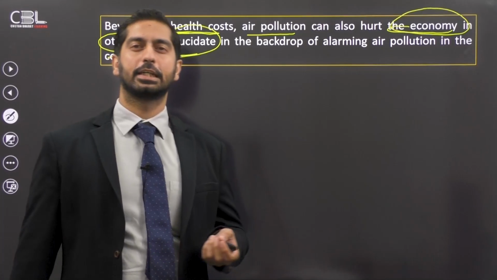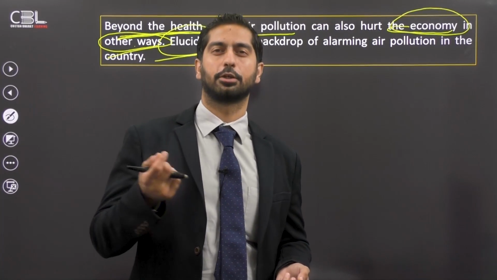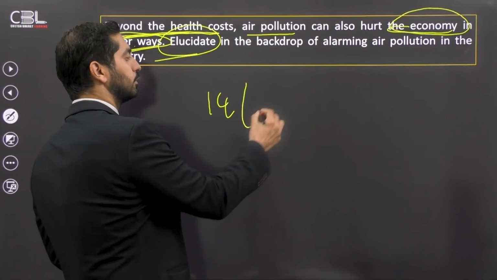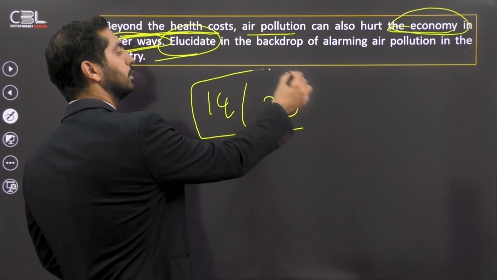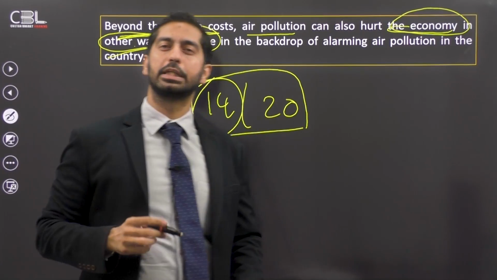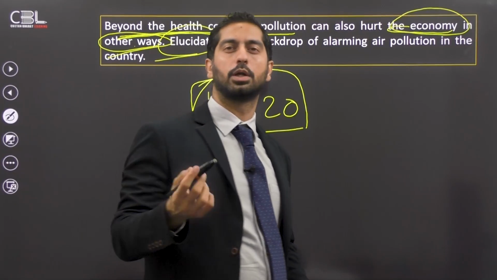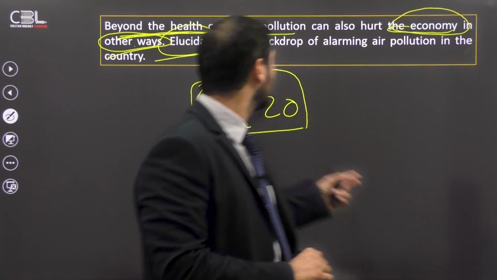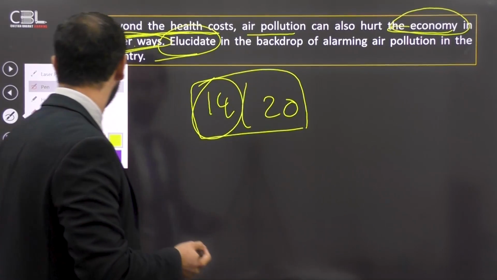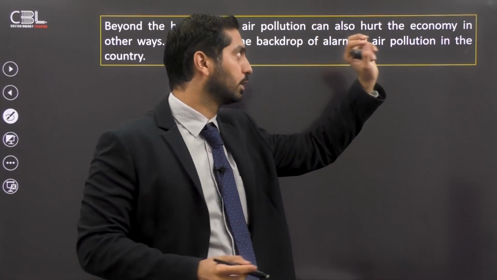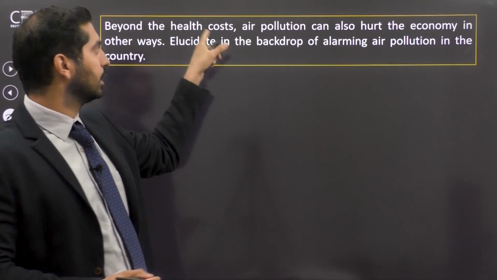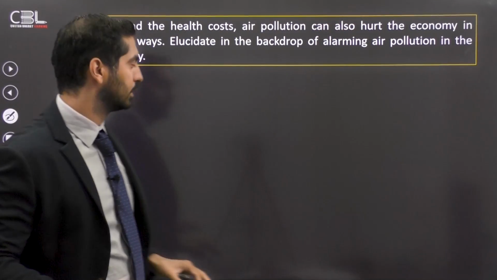Now you can start this answer with a statement or with the statistics that according to WHO, 14 out of top 20 most polluted countries in the world are from India. With this statistic, you can write a brief introduction and then move on to the main demand of the question. What other ways beyond the health costs? Beyond the health costs, in what other ways can air pollution hurt the economy?